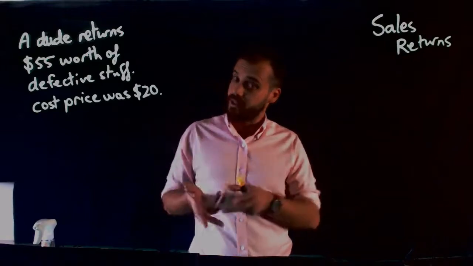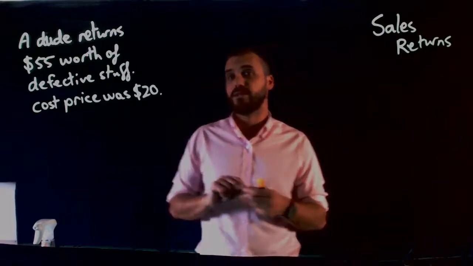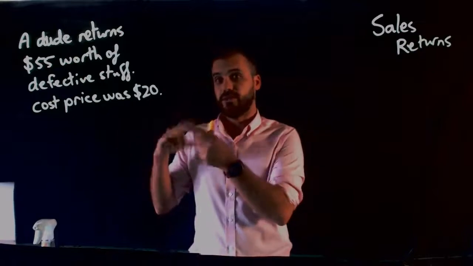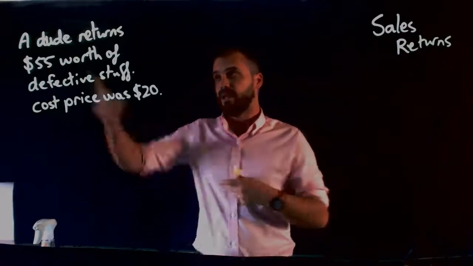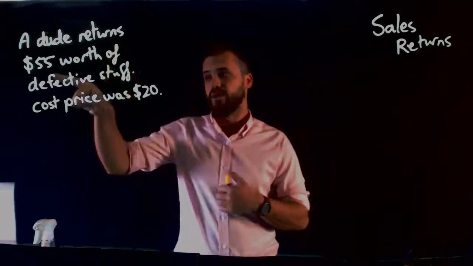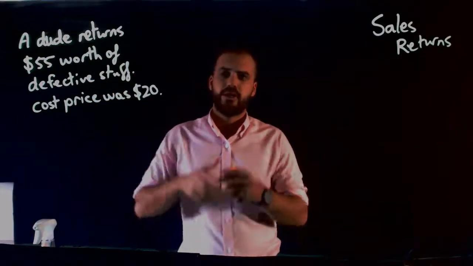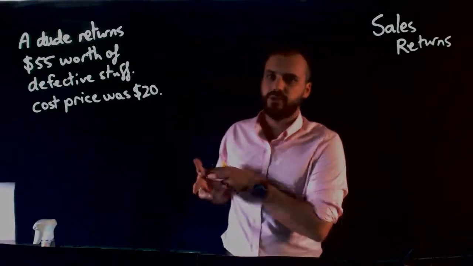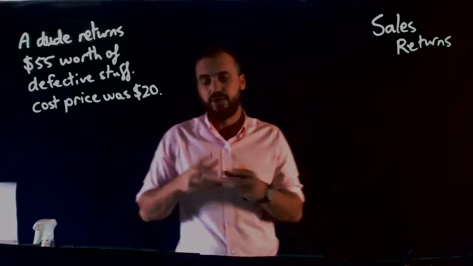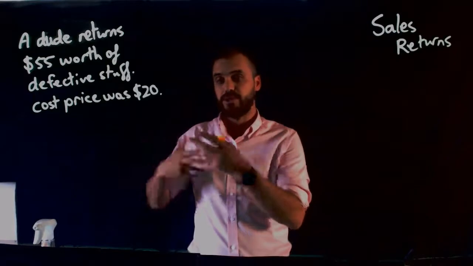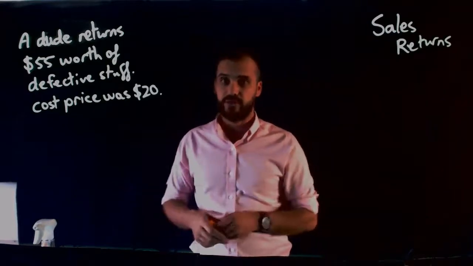Now, before we get stuck into it, it's probably a good idea for you to imagine that this transaction has already occurred, just the other way. A dude got sold $55 worth of stuff. The cost price was $20. You already know how to do that transaction. So if you already know how to do that transaction, you should be able to do this transaction, because this transaction is just that transaction in reverse.